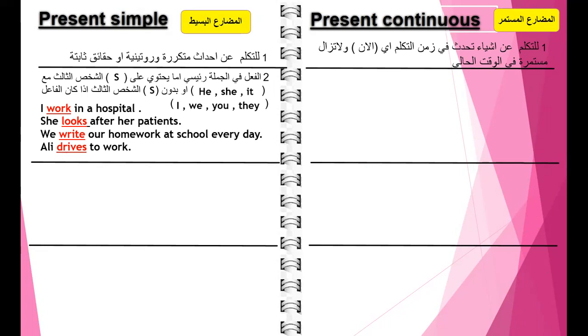We write our homework at school every day. So the main verb is write and without s because the subject pronoun is we. إذا كان الفاعل he, she, it, we add third person s. If the subject pronoun is I, we, you, they, we don't add third person s to the verb. Ali drives to work. علي يسوق إلى العمل. Drives, so we add third person s. فنلاحظ في هذه الجمل يوجد فقط فعل رئيسي في الجملة.